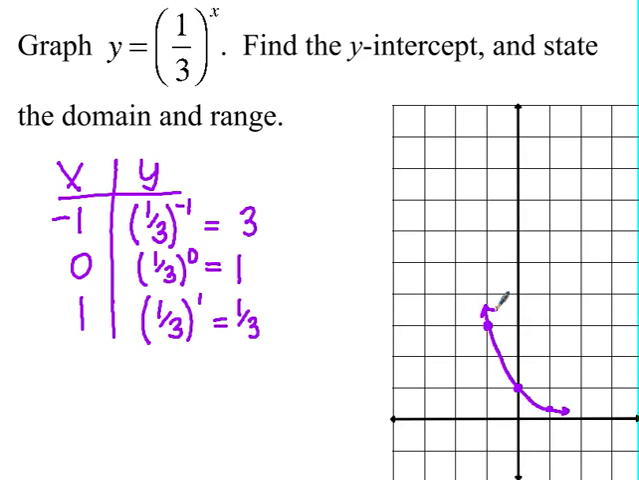I've got 3 things again I need to answer. What's the y-intercept? 1. Remember what I said. Probably going to answer that a lot, and that's okay. Domain. All real numbers. Okay, it goes to the left and the right. What about the range?